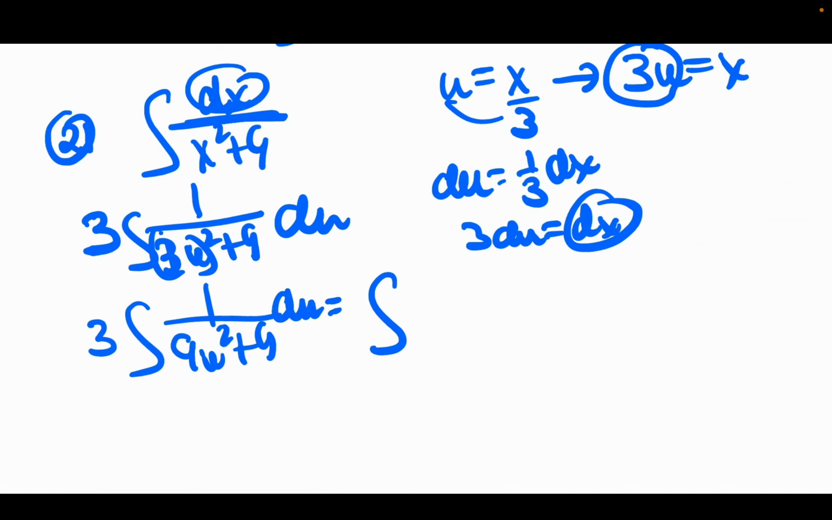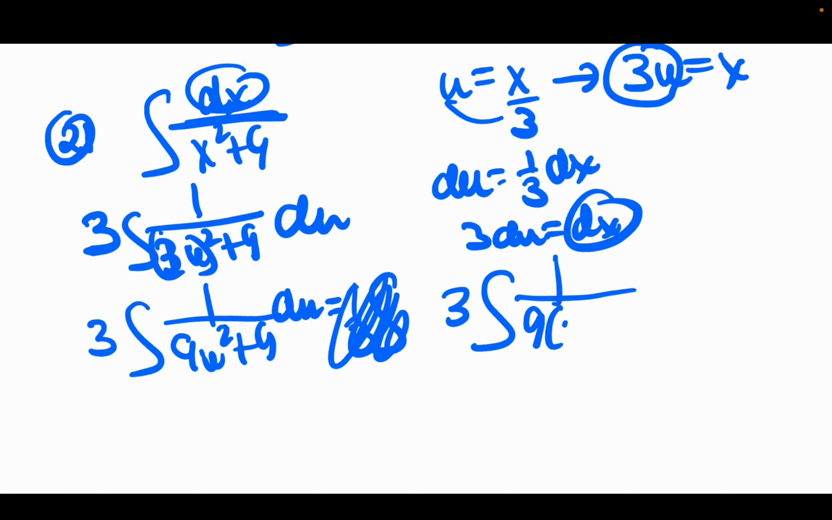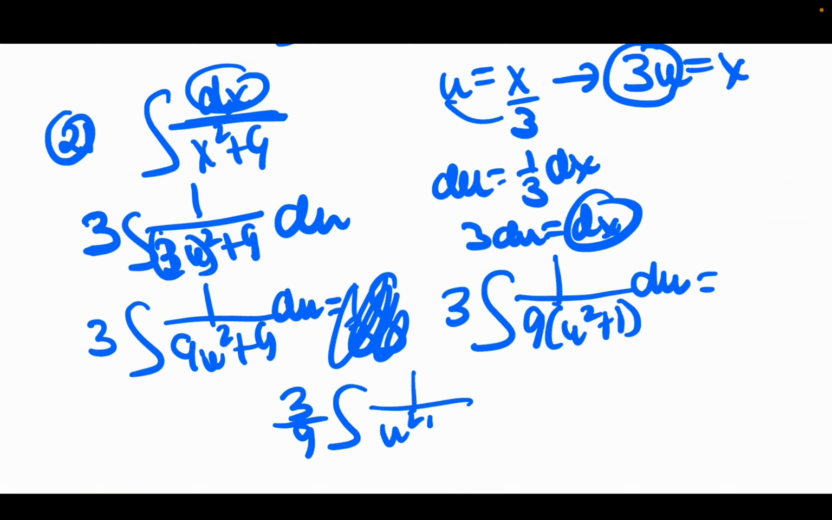So I factor out my 9, and I get 1/3. Sorry, I'm moving too fast probably. So I have 3 times the integral of 1 over 9u squared plus 1 du. So I have 3 over 9, 1 over u squared plus 1 du. Then we're like, oh wait, I recognize that.